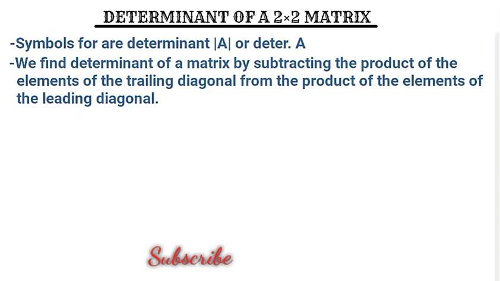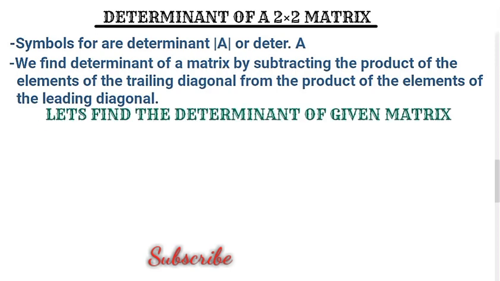Okay, so we are saying a determinant is found by subtracting the product of the elements of the trailing diagonal from the product of the elements of the leading diagonal. Now let's put these ideas into practice by doing two examples.